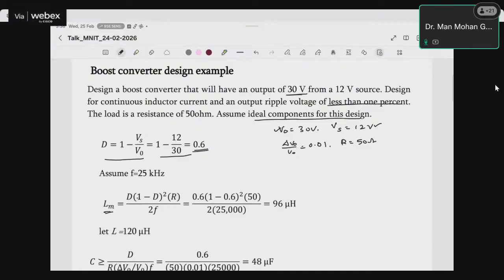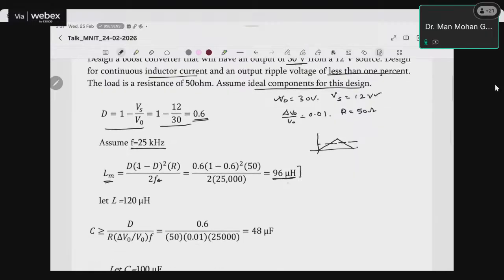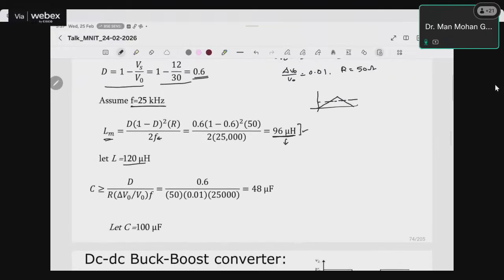So let us choose a realizable frequency, that is 20 kilohertz. So we put 20 kilohertz here, and we get the value of 96 microhenry. This 96 microhenry corresponds just to the boundary case. But we need to have CCM operation, right? So we can choose any value which is greater than this. We can take 120 microhenry, even 500 microhenry, right? The more the inductance, obviously the less the ripple, but the size and cost will increase. So we can choose the optimum value of this inductance, right?